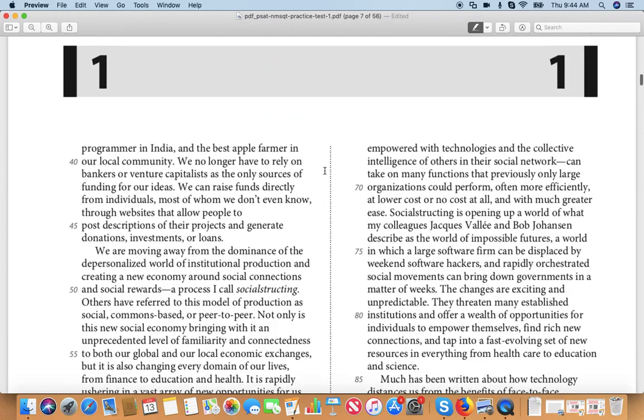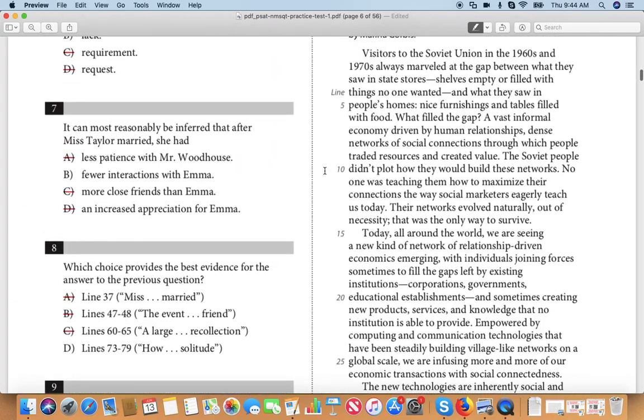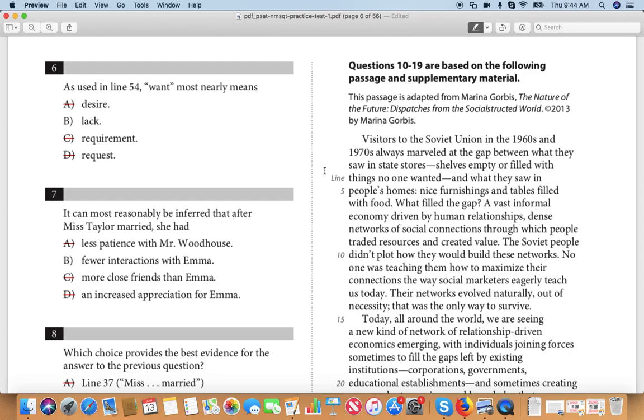Let's go back. Do we see any evidence to support that answer choice, that the purpose of that discussion is to introduce the idea of social networking? Do you see any evidence for that in the text? Line 8, dense networks of social connections. Yeah, right there. Anywhere else?